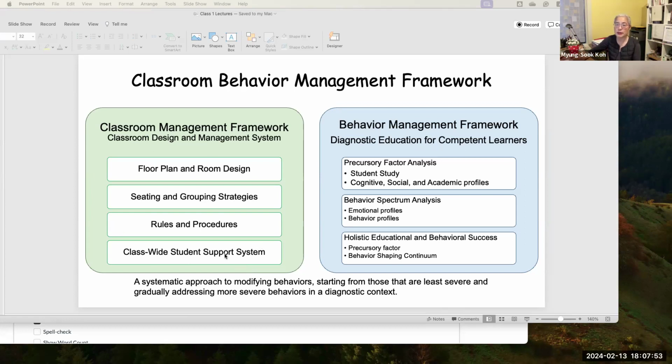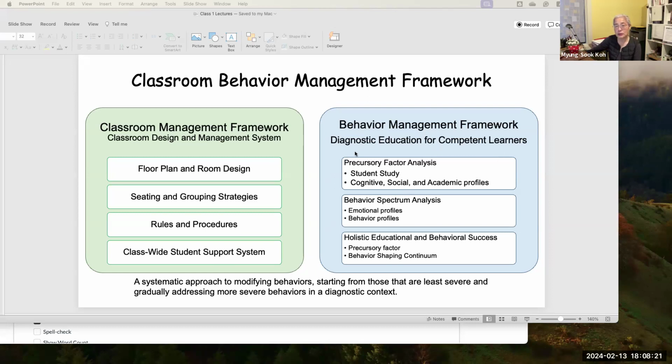So please just make sure you make yourself knowledgeable through the chapters. And then you're going to do the behavior management part. This is the PBIS, functional behavior assessment, and behavior intervention plan, and I called it HEBSP, the Holistic Educational and Behavioral Success Protocol.